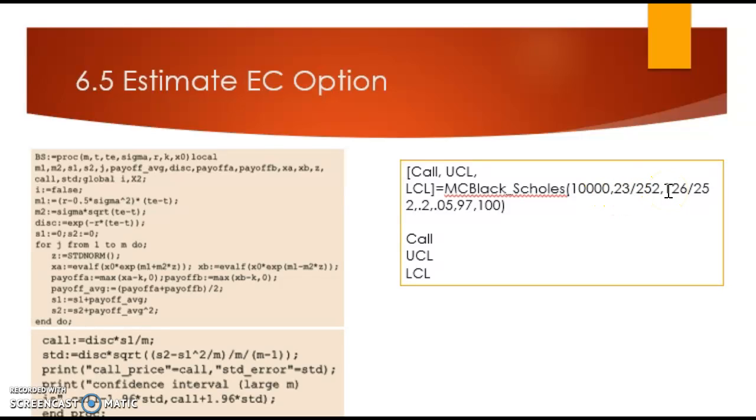126 minus 23 is 103, which is what we had in the last problem. So that's where this 23 is coming from. And then all the other numbers should make sense from our previous one. So here, when we run this, our call ends up being 7.86, which is very similar to our call from the previous problem. The upper control limit here is 7.94, and the lower control limit is 7.77.